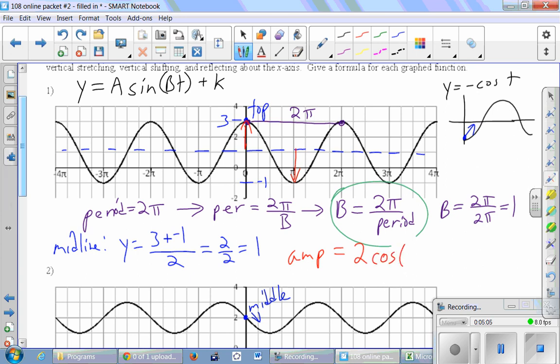b we've just figured out is 1. I'll put it, but we don't really need to. And then plus k, where k is the midline. So maybe we can add that over here. This midline is k, it's 1, so plus 1. Oh, I should not have written that there. So the amplitude is 2, and then our final equation is what we just said.